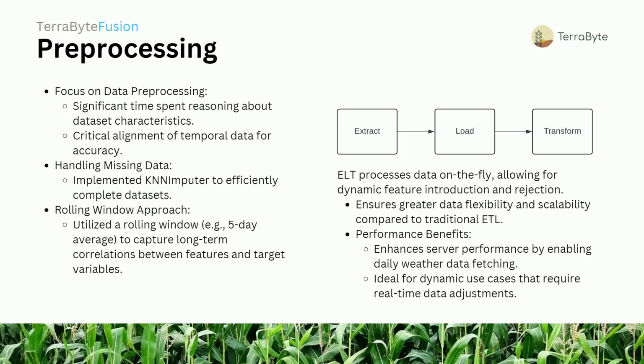We took notice of a rolling window approach, which takes the average from the past 5 days, for example, which might exploit long-term correlations between features and target variables. Unlike ETL, which processes data upfront, ELT allows for on-the-fly feature introduction and rejection, ensuring data flexibility and scalability. Additionally, ELT improves server performance by enabling daily weather fetching, making it a suitable choice for dynamic use cases.